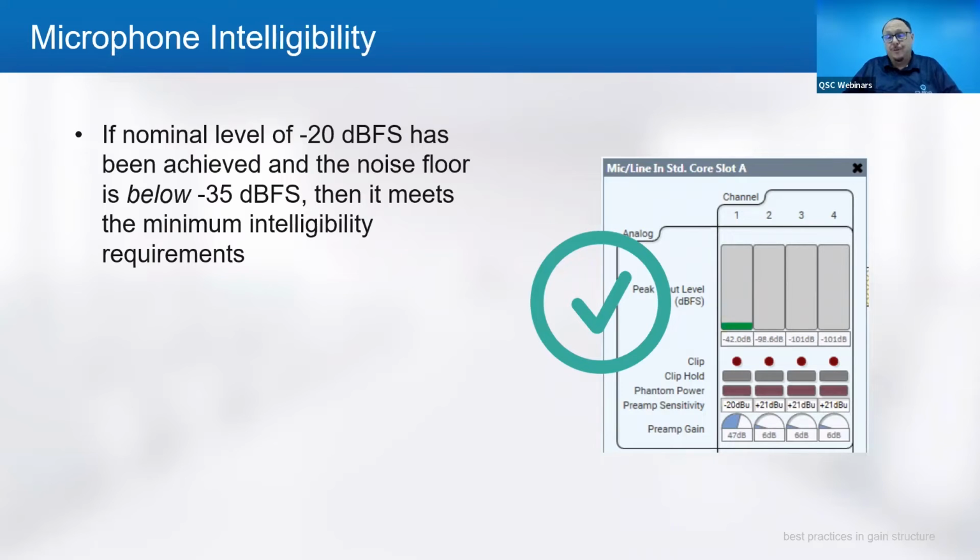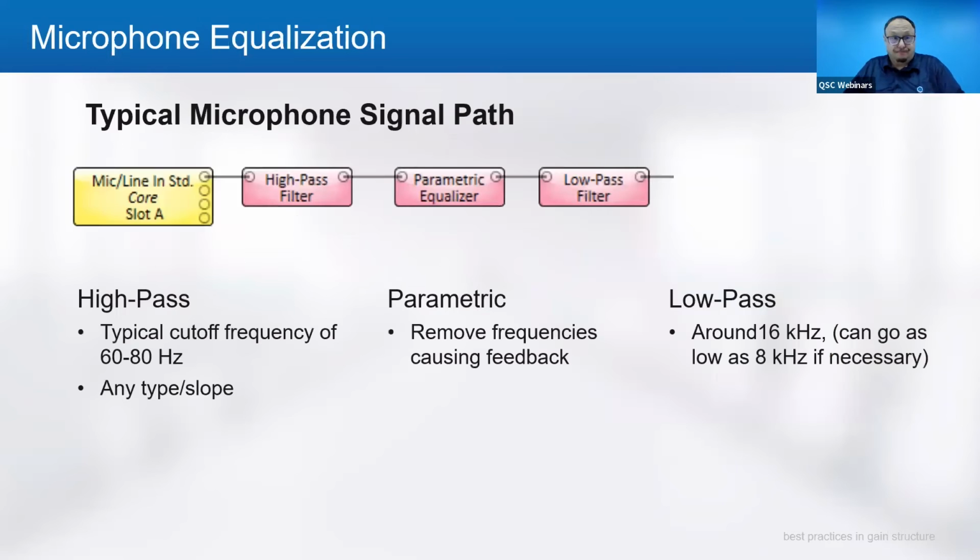You may have to treat the room, you may have to have an uncomfortable conversation that this isn't the best room for conferencing, or address microphones, things like that. So poor signal to noise ratio must be addressed at the source. Just something I can't stress enough.